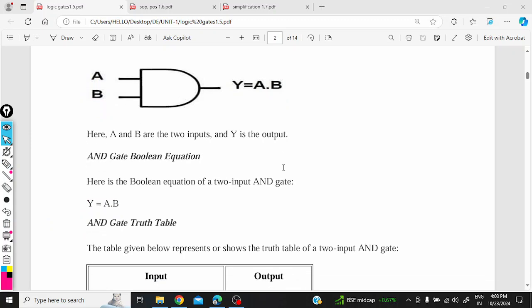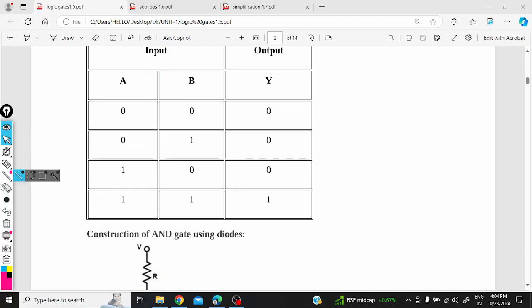The functionality of the AND gate is given by the truth table. This is the truth table. It represents two input variables and an output variable. Two input variables can have four different combinations: 0 0, 0 1, 1 0 and 1 1. The output of the AND gate is high only when both inputs are high. If both inputs are not high, then the output remains low. So this is the definition of the AND gate.